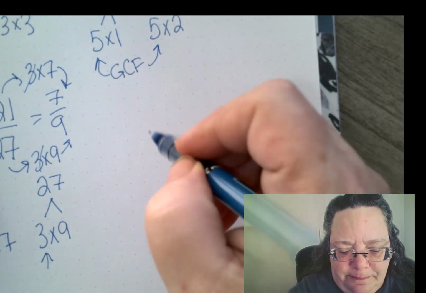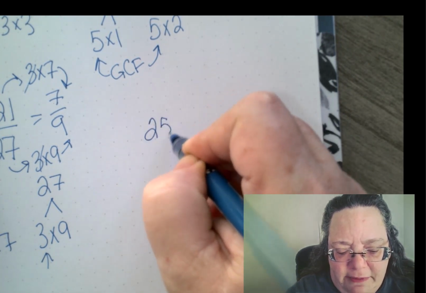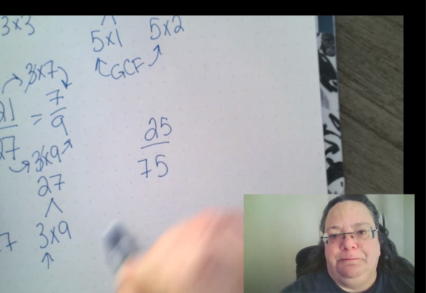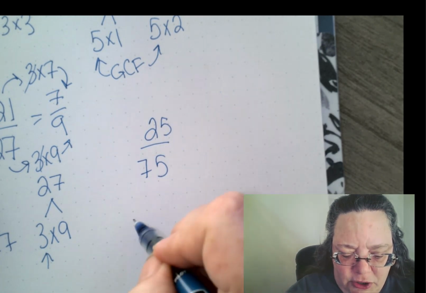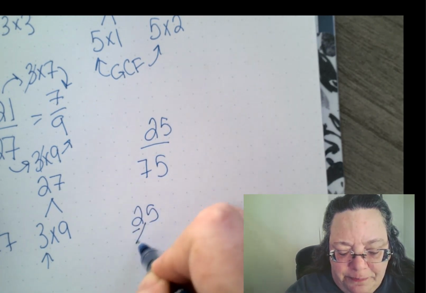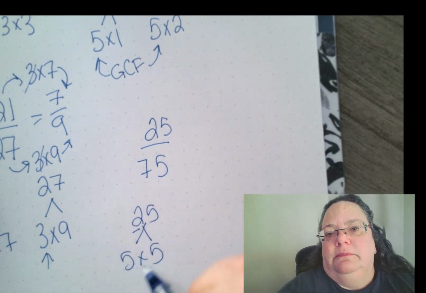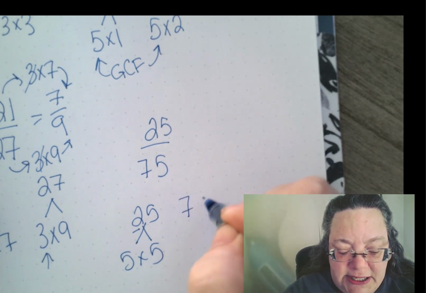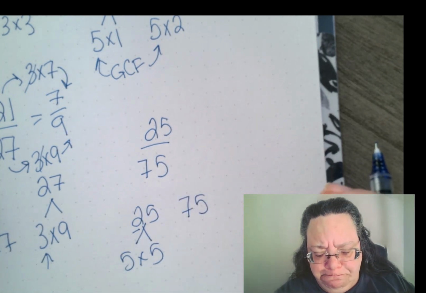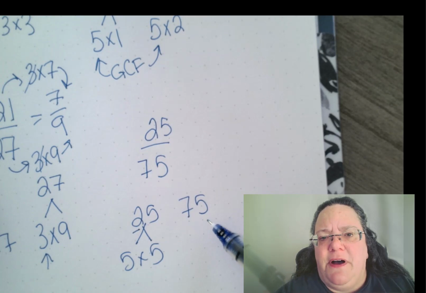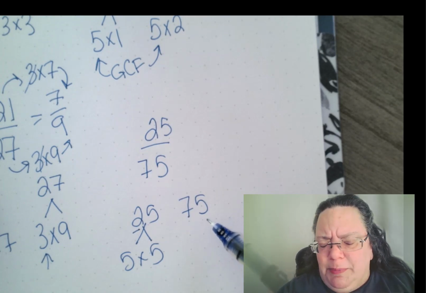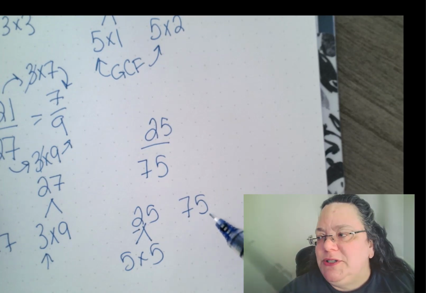Let's try this one. Let's say we have 25 over 75. Okay, well, I know that 25 is 5 times 5. Cool. Now let's look at 75. Does 5 go into 75? It does, but I'm not sure how many times. So let's do some division.